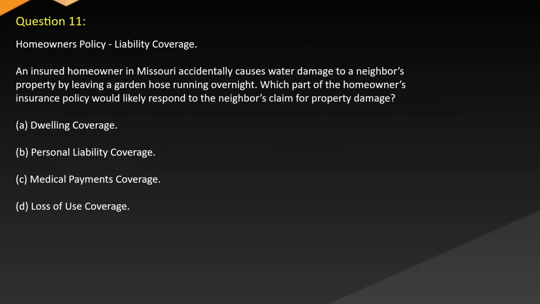Question 11. Homeowners policy. Liability coverage. An insured homeowner in Missouri accidentally causes water damage to a neighbor's property by leaving the garden hose running overnight. Which part of the homeowner's insurance policy would likely respond to the neighbor's claim for property damage? A. Dwelling coverage. B. Personal liability coverage. C. Medical payments coverage. D. Loss of use coverage.